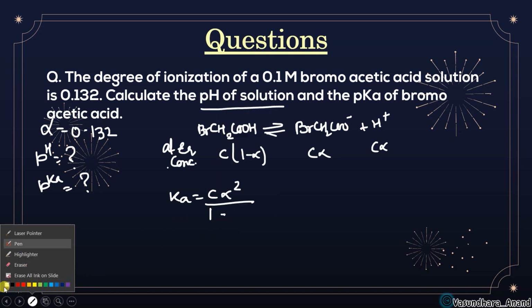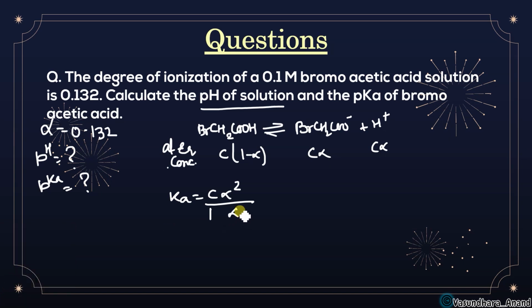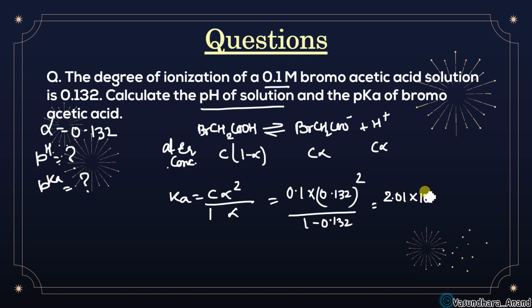1 minus alpha it is here. So C is here given 0.1, isn't it? Here 0.1. Okay. So just put the value 0.1 into alpha is given 0.132. Put the square for this, and this is 1 minus 0.132. So you just solve it, and after solving you will get around 2.01 into 10 to the power minus 3. Okay. So this is the Ka value.